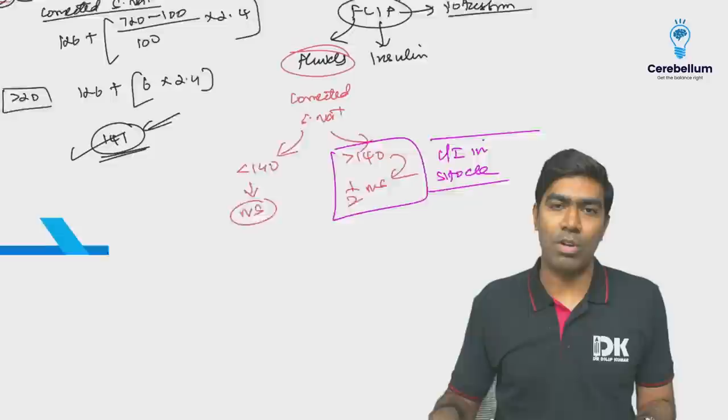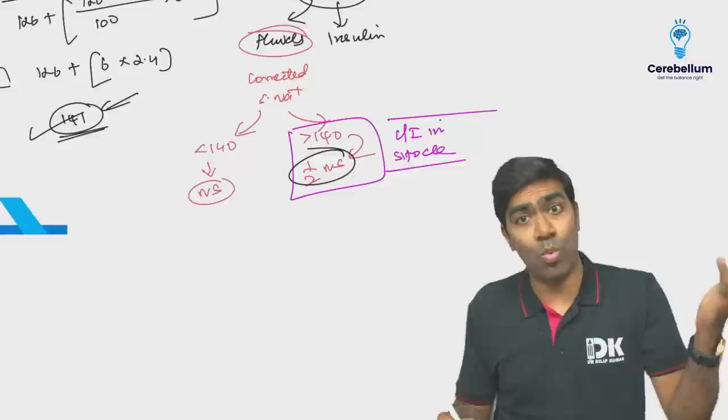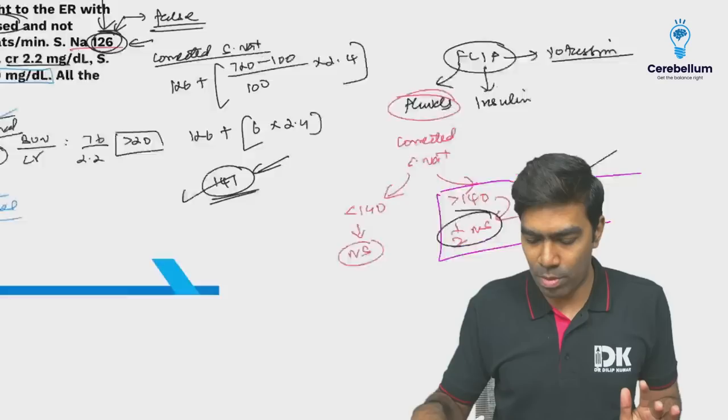It will worsen the shock. Never give hypotonic solutions in shock. It's absolutely contraindicated in shock. If the patient is not in shock, or once the shock is corrected, then you can give half normal saline. That's not a problem. So what will be the fluid of choice?